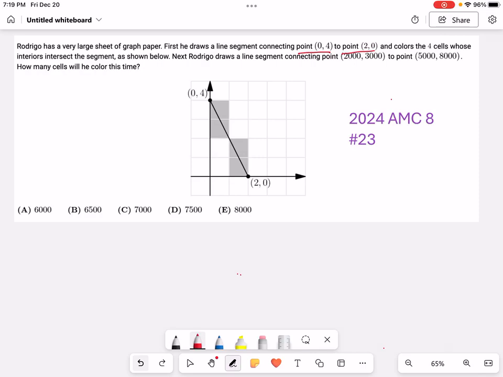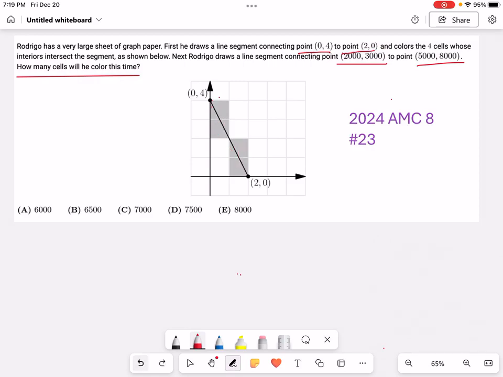Next, Rodrigo draws a line segment connecting point (2000, 3000) to point (5000, 8000). How many cells will he color this time? So first of all, what is this problem asking us? It's asking, if we connect these 2 points with a line, how many squares will it touch? Whichever squares it touches, he's going to color. For example, in the smaller example, the line is touching these 4 squares, so he's going to color in 4 squares.